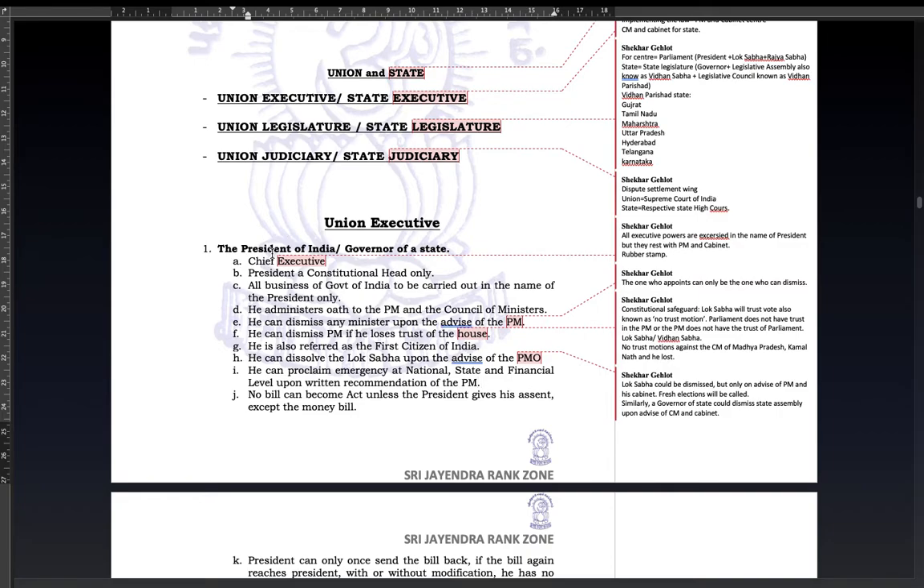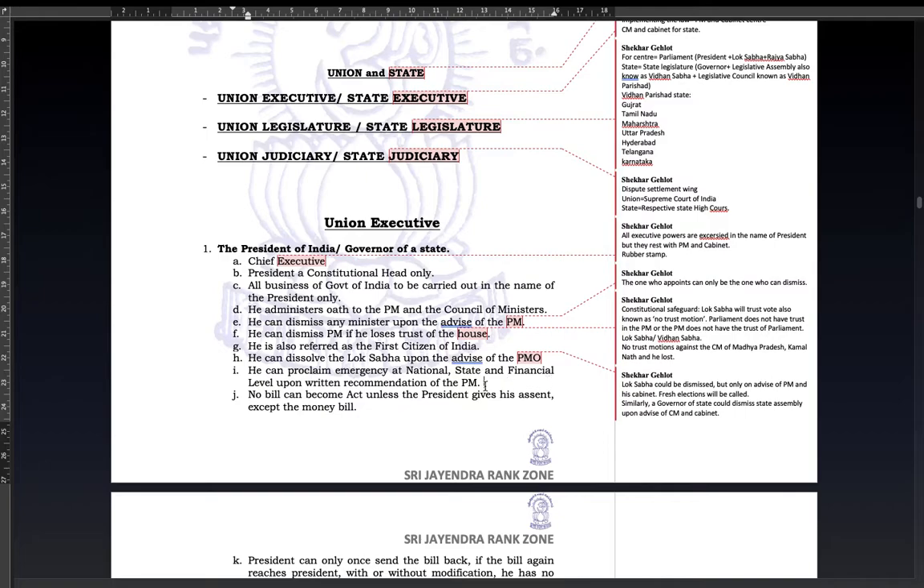So the President of India has the power to proclaim emergency at national, state and financial level upon written recommendation of the Prime Minister of India. Now what is this emergency and what is the emergency of national, state and financial level, we will discuss later on, but we must just understand the power of President of India. He only has the power.